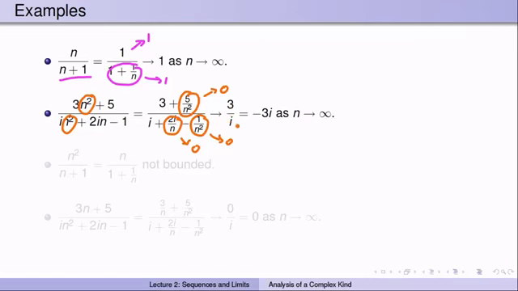We don't like imaginary numbers in the denominator, so this is equal to minus 3i. So the limit of the sequence is minus 3i. Here's another example: n squared over n plus 1. Again, both numerator and denominator go to infinity, so we try to pull out an n.